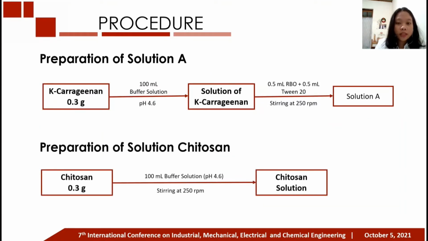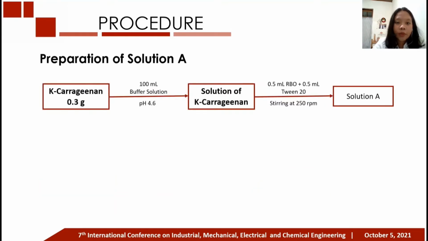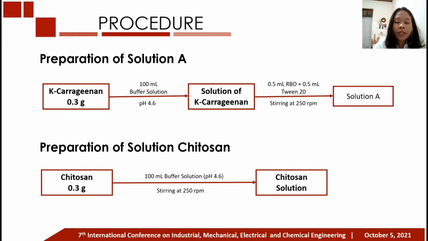This method consists of three steps: preparation of solution A, preparation of Chitosan solution, and the microencapsulation process. Preparing solution A: solution A was prepared by dissolving 0.3 gram of Carrageenan in 100 ml of buffer solution with a stirrer at 250 rpm. Stirring is continued for 15 minutes while adding 0.5 ml of rice bran oil and 0.5 ml of Tween 20. Preparing Chitosan solution: Chitosan solution was made by dissolving 0.3 gram of Chitosan in 100 ml of buffer solution, pH 4.6, accompanied by stirring at 260 rpm.